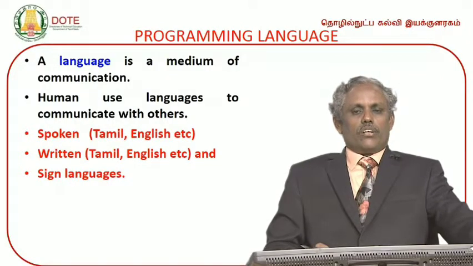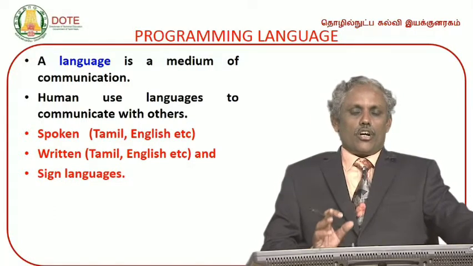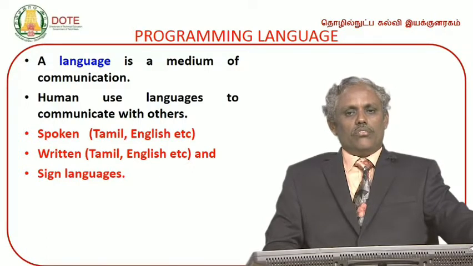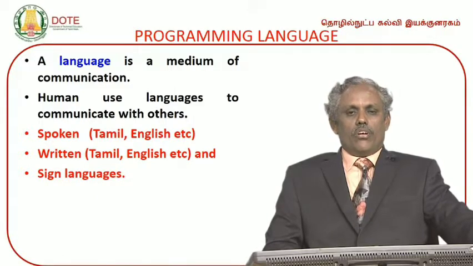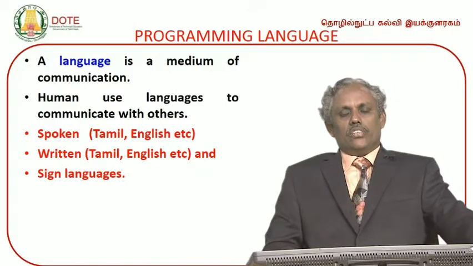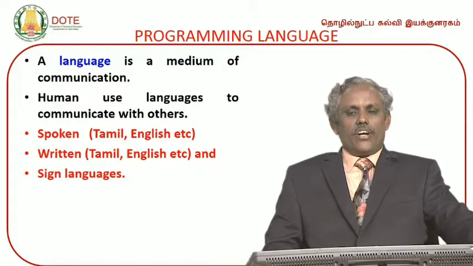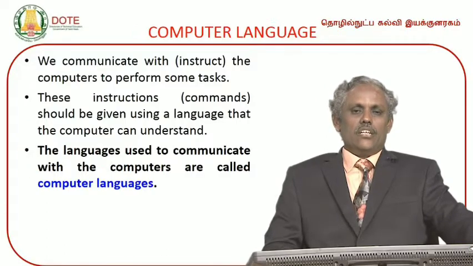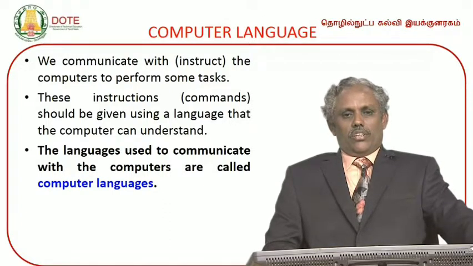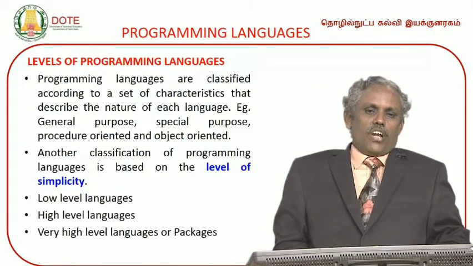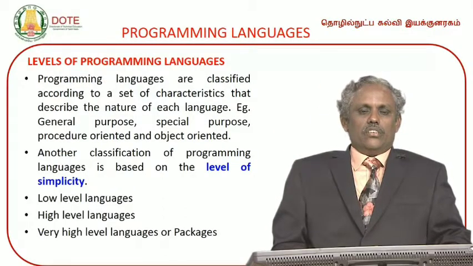Now, for developing a program, we already saw a computer language is used for communication with the system. We use a computer language to write a program. So, that computer language is classified into different categories based on the levels of difficulties. So, the level of programming languages are discussed now.